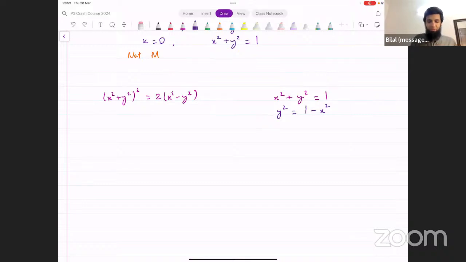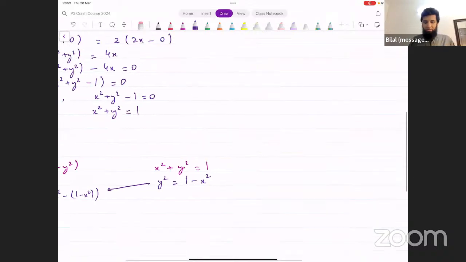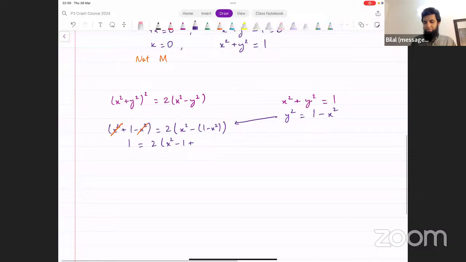What does that give you? When you put that in the other equation, that is going to give you x squared plus 1 minus x squared. So I'm putting y squared equal to 1 minus x squared. That gives us this. On the other side, we have 2 into x squared minus 1 minus x squared. Let's simplify this. Now on the left side, these two get cancelled and we're left with 1 equal to 2 into x squared minus 1 plus x squared, and that leaves us with 2 into 2x squared minus 1, that equals 1.